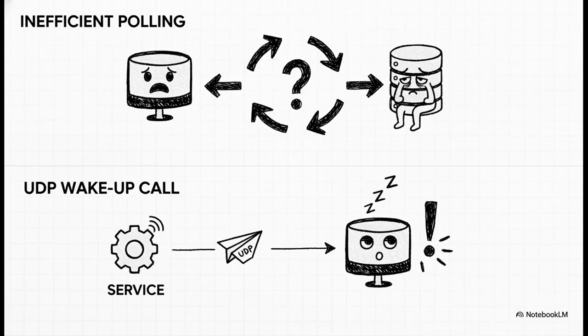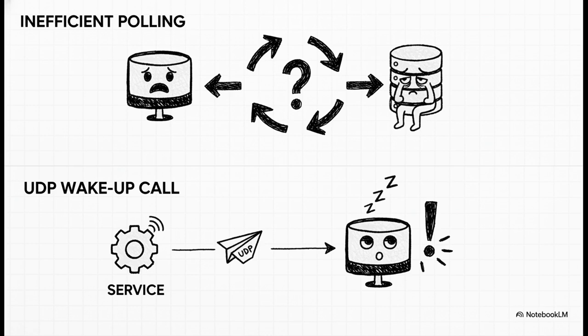Okay, let's talk about one of the most elegant tricks in this entire system, that UDP wake-up call. So the server needs to know the exact moment a new message hits the database. Now, the brute force way to do this would be to just hammer the database over and over every second, asking, anything new yet? How about now? Which is incredibly wasteful. Instead, this system does something so much smarter.